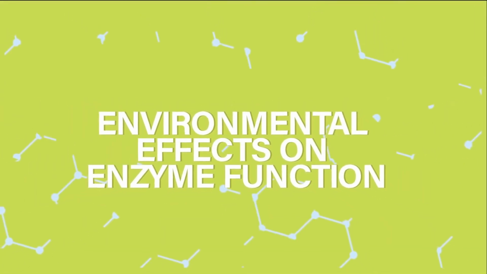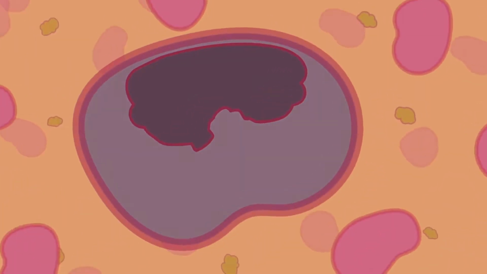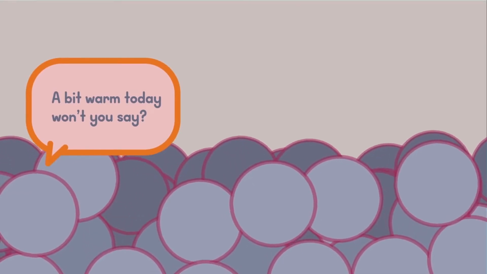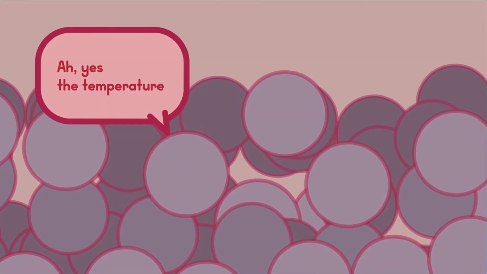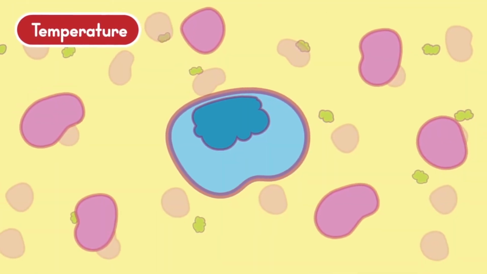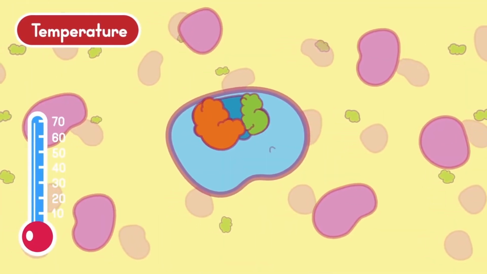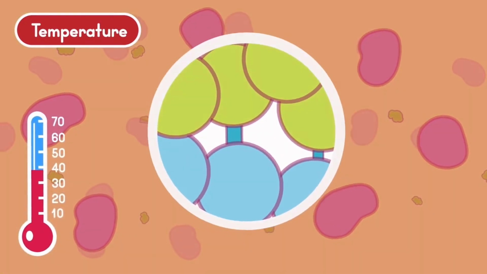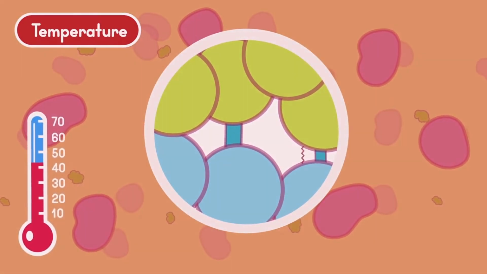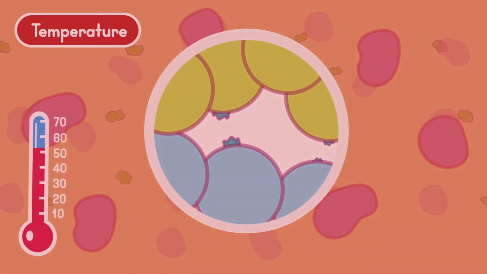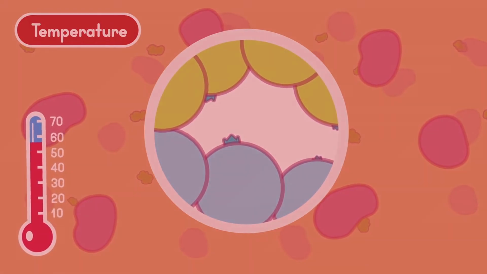Environmental effects on enzyme function. Active sites are very sensitive. They sense even the slightest change in the environment and respond accordingly. Some of the factors that affect the active site and consequently enzyme function include temperature. The suitable temperature for enzymes to function properly is 37 degrees Celsius. Increasing or decreasing the temperature above 37 degrees Celsius affects chemical bonds in the active site, making them less suited to bind substrates.